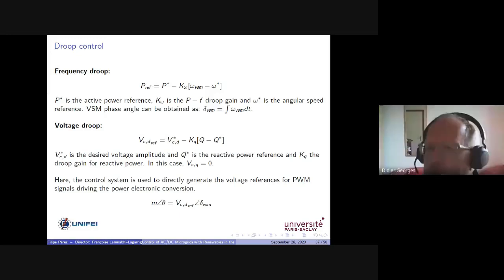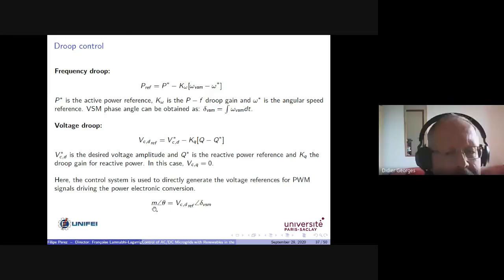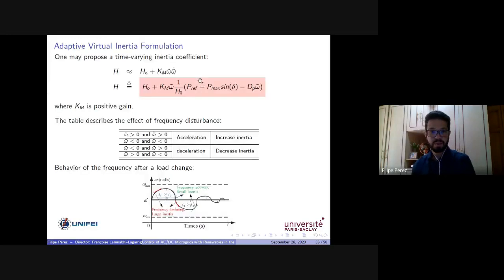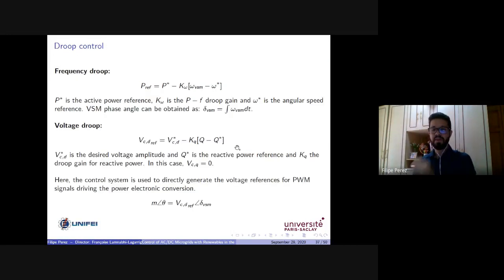signal. So to provide the PWM signal, I need two things, which is the amplitude of voltage and the phase angle. The amplitude is given by the droop controller, and the phase angle is given by the swing equation of the system. And so in the swing equation, I can have this variable here where I can insert in the PWM. Okay.